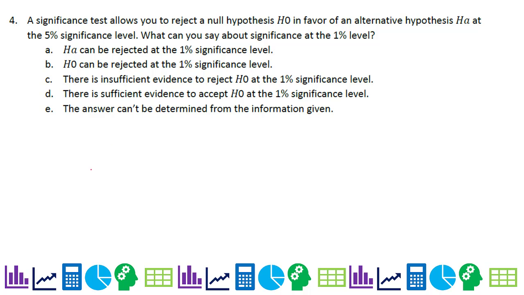Number 4, a significance test allows you to reject a null hypothesis H0 in favor of an alternative hypothesis HA at the 5% significance level. What can you say about significance at the 1% level? So we're trying to figure out when you can reject and when you can't reject.